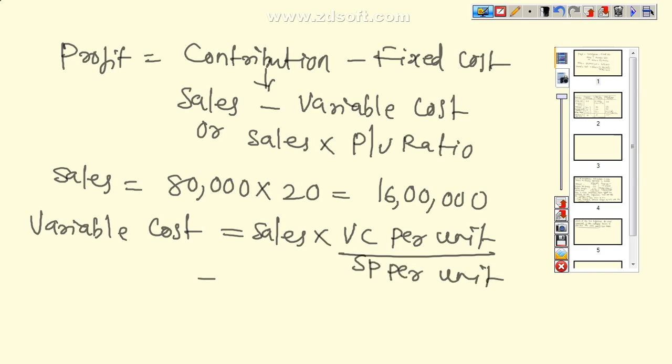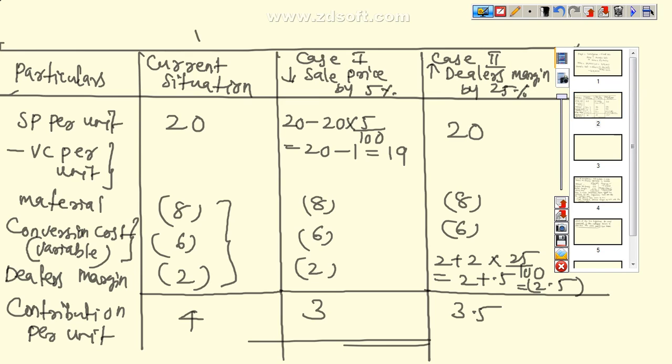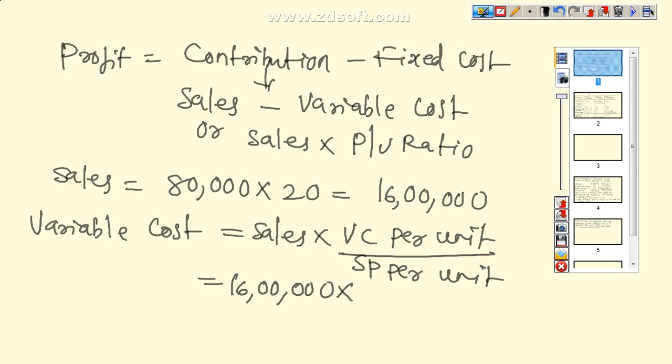So we know the sale value, that is 16 lakh, into variable cost per unit of current situation. This is the current situation. Variable cost per unit is the total of these three, that is equal to 16. So we write it there, 16 upon selling price per unit is 20. So variable cost is equal to 12 lakh 80,000.